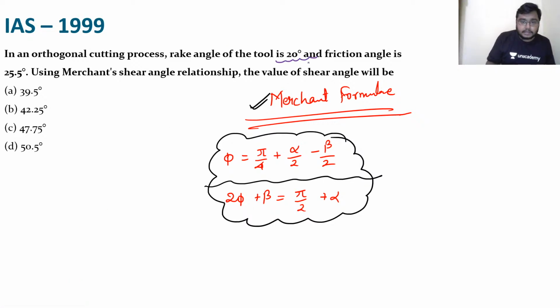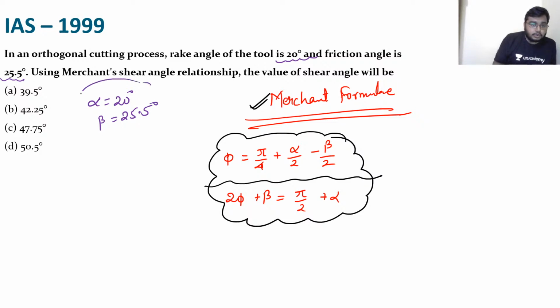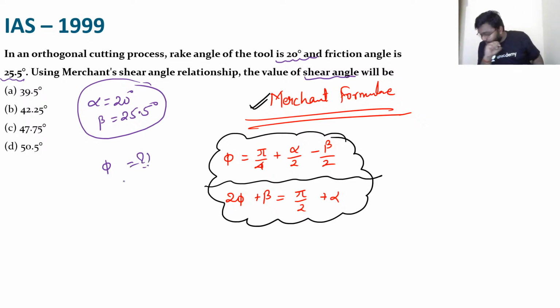Rake angle is given as 20 degrees. Friction angle is given as 25.5. So how can you use these two angles and calculate the value of phi, that is the shear angle? Please check your answer.